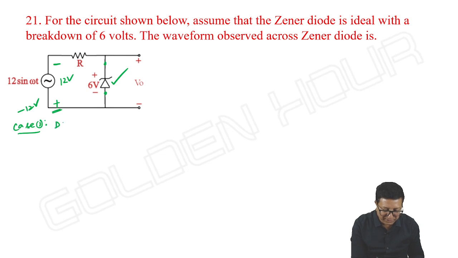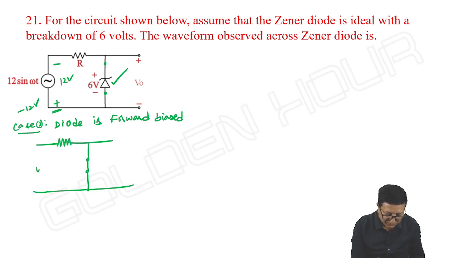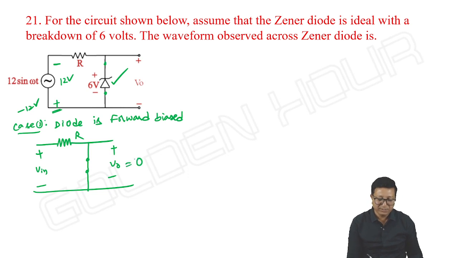If we take the diode as forward biased, then the equivalent circuit is something like this. What is the output here? Simply 0. How long is this valid? As long as the input is negative, during the complete negative cycle, I can take this. If it is positive, then the diode will be reverse biased.